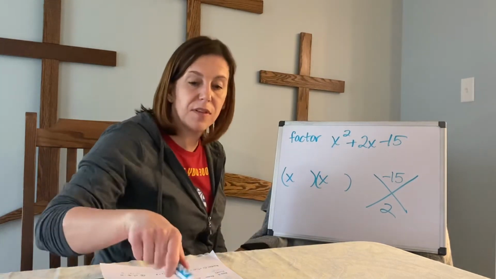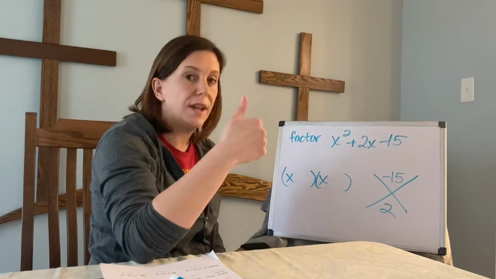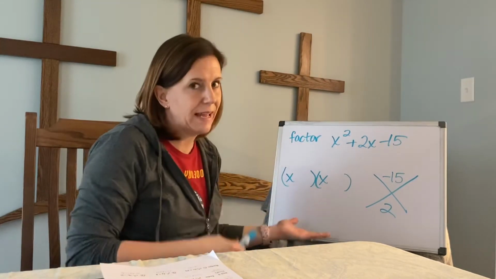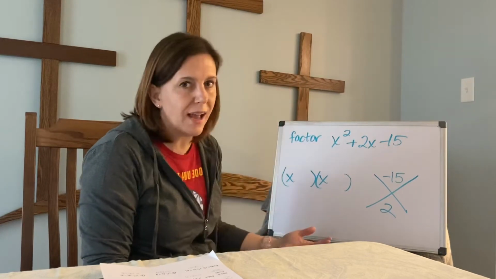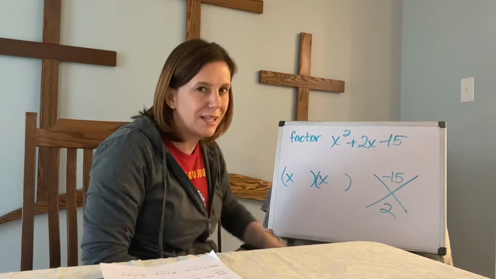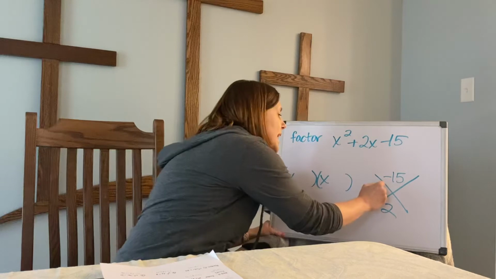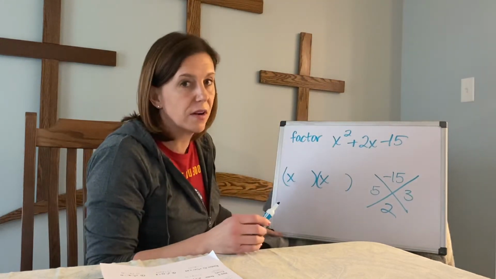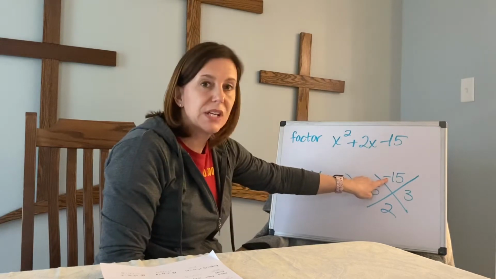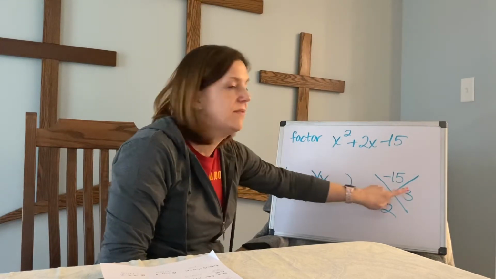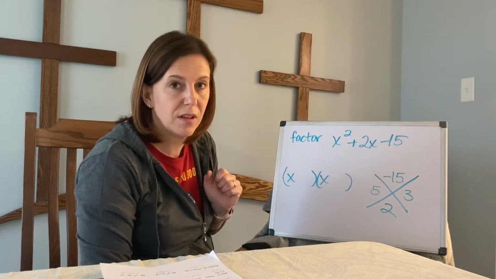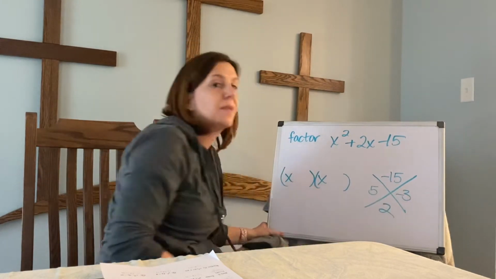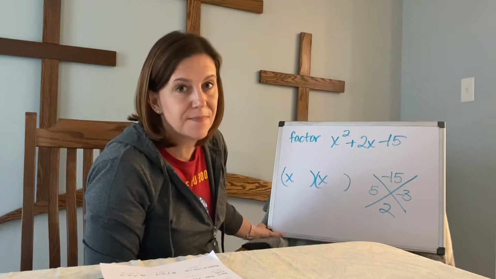Well, when I think through the factors of 15, 1 and 15 and 3 and 5. Well, I know 1 and 15 aren't it, because if I add them, no matter what sign combination I use, I'm not going to get 2. So I know I have 5 and 3 in one way or another. But if this number is negative, I know one of these has to be negative. The only way that I will get positive 2 when I add them is by using -3.